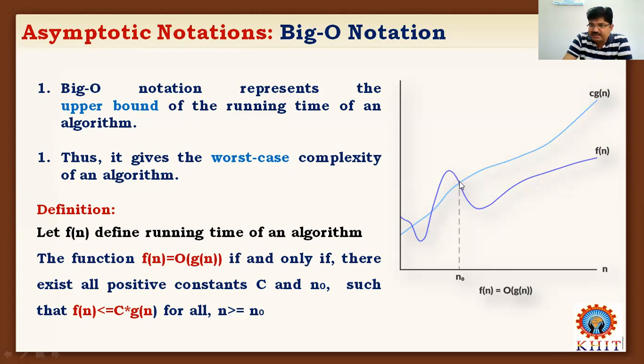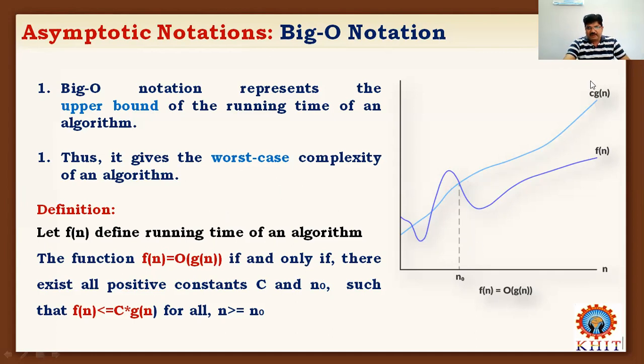These two curves will meet for the last time here, and that will be marked as n naught. The curves may vary based on the functions. When they meet for the last time, that is considered as n naught. Okay. So once again, let me repeat the definition of big O notation.